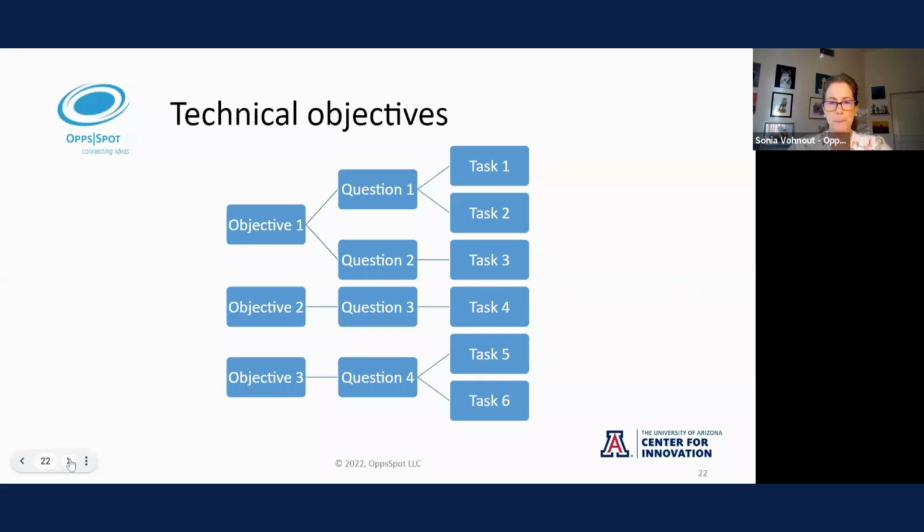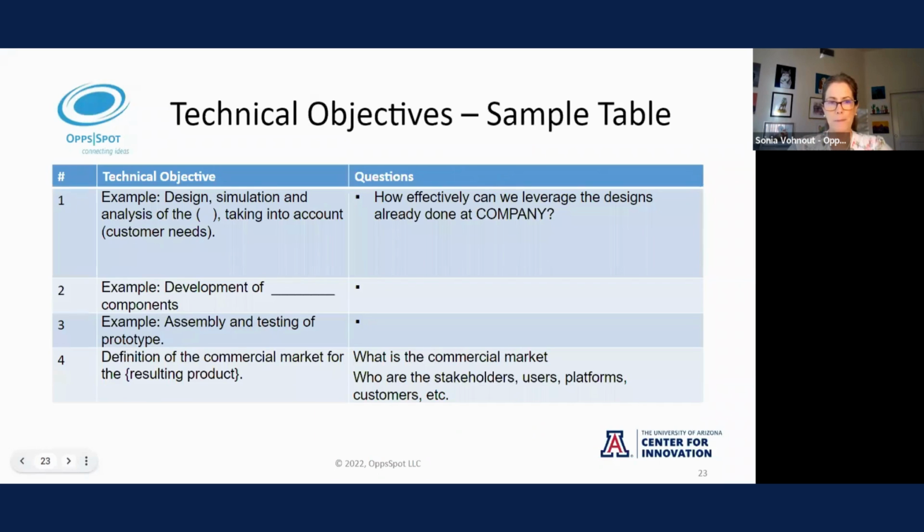Next slide. Okay, and so this is what I mean by creating a table: have the number of each objective and what questions you're answering. And this is very high level. Each company is going to be different based on what you're building or what you're innovating. Next slide.